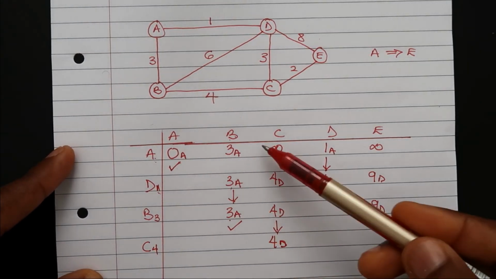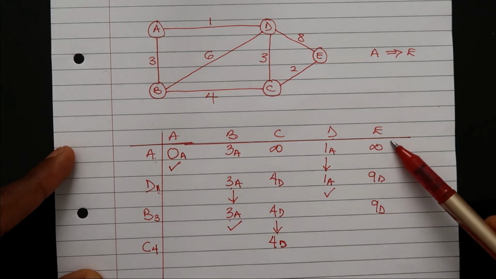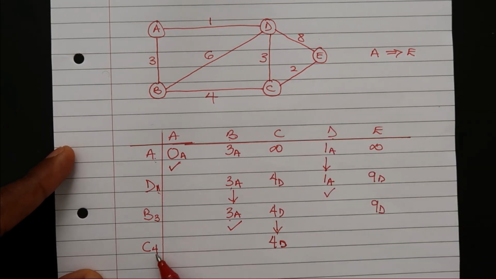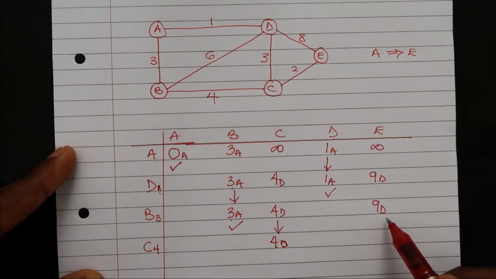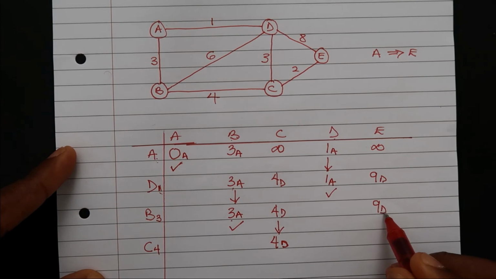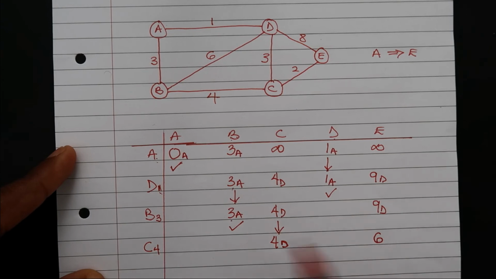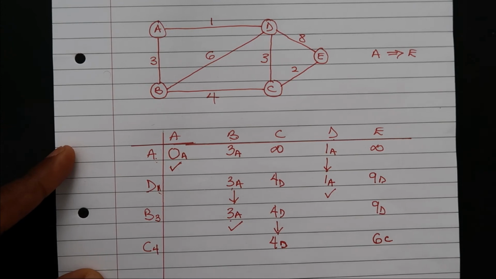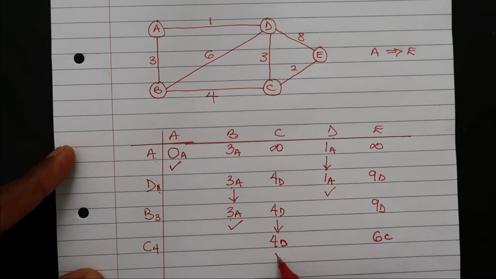We've explored all of A, B and D. So the only node left to be explored now is E via C. So C to E is 2. 2 plus 4 is 6. Now 6 is smaller than the 9 we have here. So I'm going to replace that path now to 6, the weight to 6, which is coming from C. So I'll put down C there. At this point, I have explored all of C.